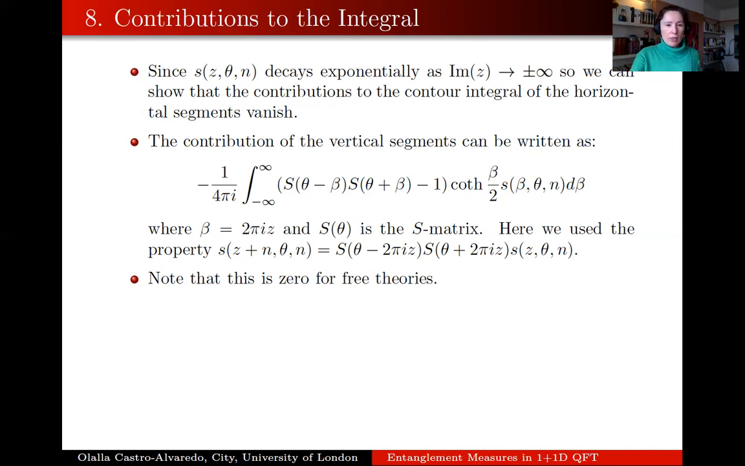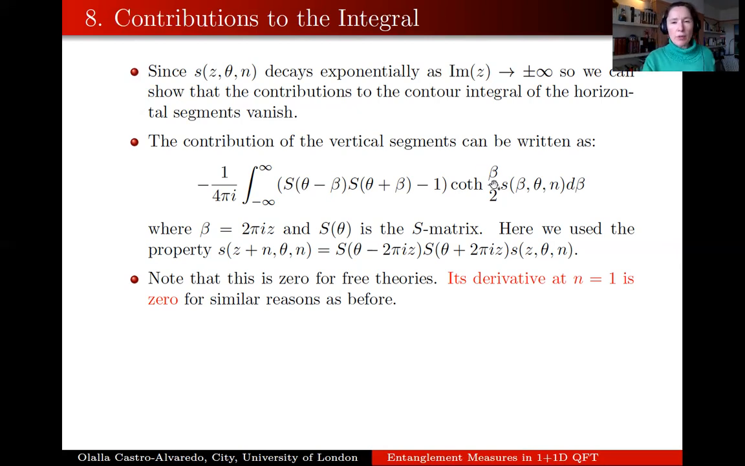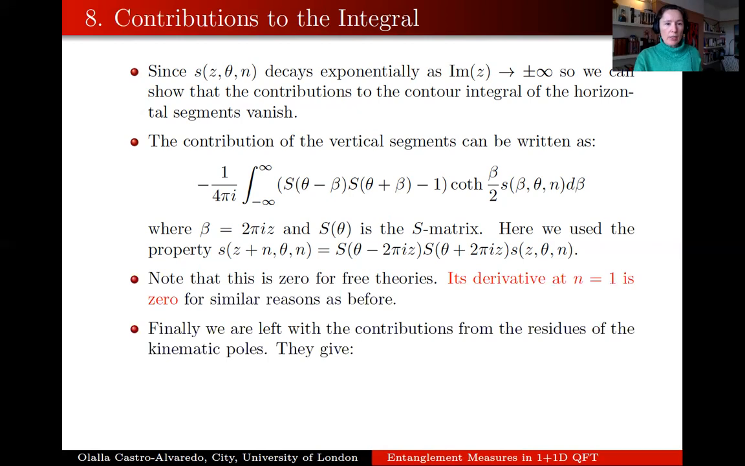However, even if the theory is not free, we now have a continuous function of n. We can take its derivative, and when we send n to 1, this is going to be 0. One way to see this is that this s function contains two form factors. So when you differentiate, there will always be at least one of them going to 0 when n goes to 1. So once more, this contribution will be irrelevant for the von Neumann entropy, but it will be there for the Renyi entropies. So we shouldn't forget it in that case.